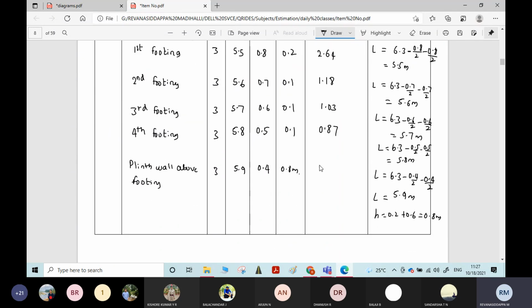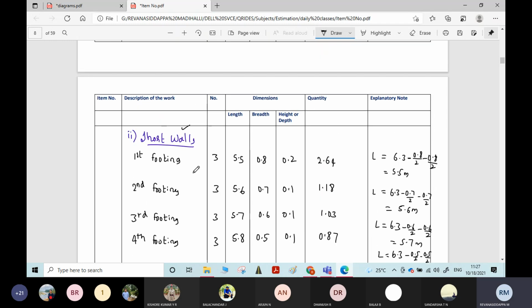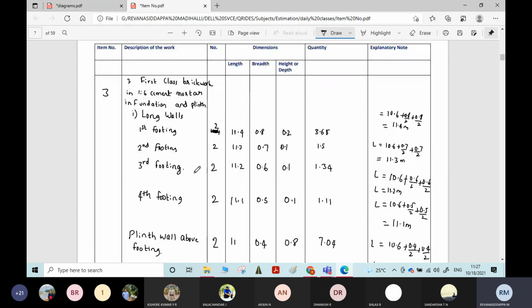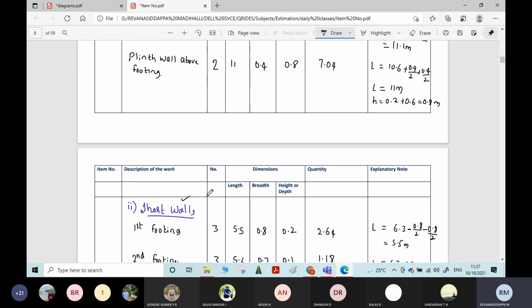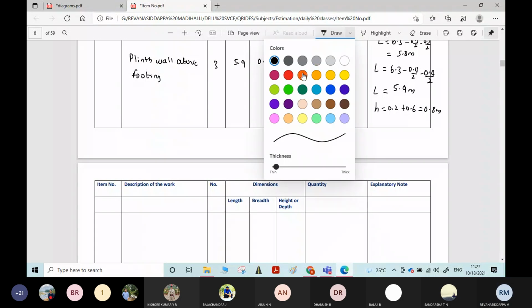What is the total quantity for the plinth wall above the footing? 5.664, 5.66. Okay. Now for the full building, we have calculated the quantity of the foundation and the plinth. Now you can calculate the total quantity.